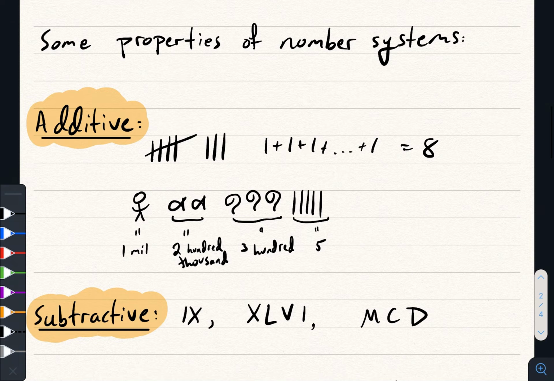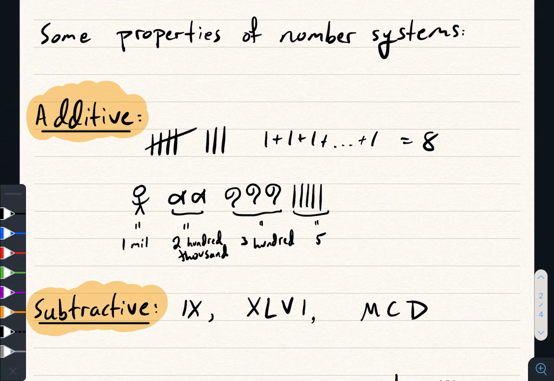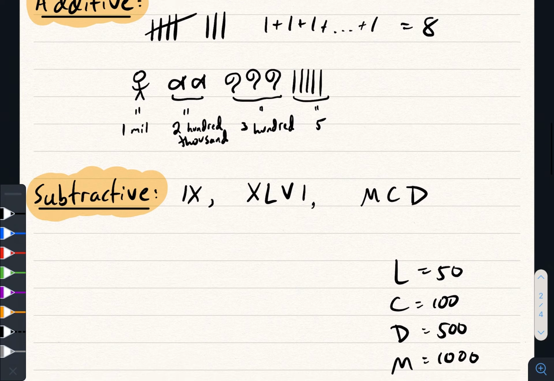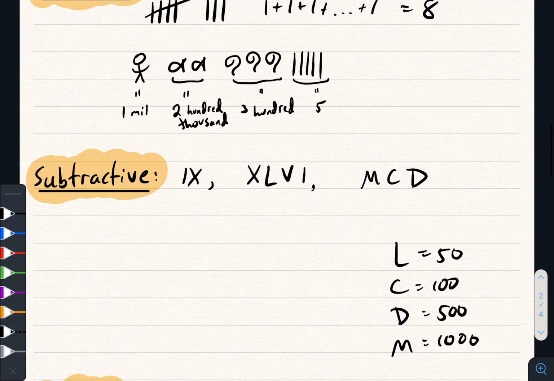A system can be subtractive. The Roman numeral system is a great example of that. In the Roman numeral system, you could have the symbol like IX. I represents 1, X represents 10, L represents 50, V is 5, etc. If you put an I right before an X, what this now represents is not 1 plus 10, it would be 10 minus 1, because the 1 is coming before that. So this is subtractive.